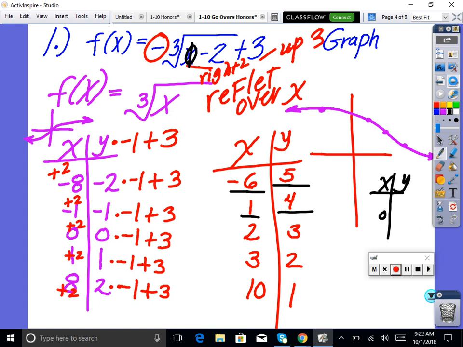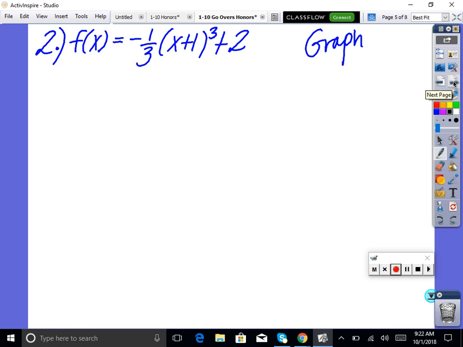Okay, awesome. Okay, looking at, I think, number 2. Just tell me how you start it, and then I'll let you keep going by yourself. F of x is equal to what?